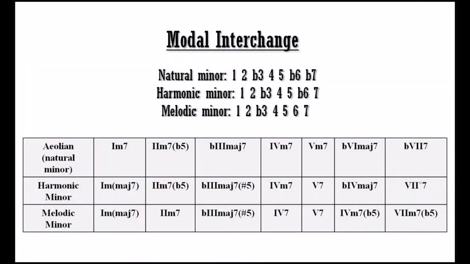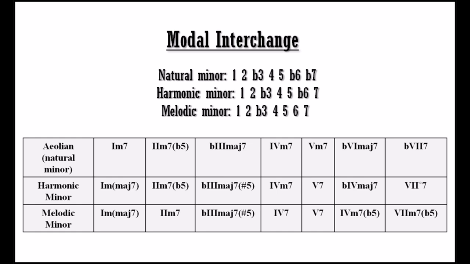I've added the different chords that stem from the natural minor scale, or Aeolian, the chords from the harmonic minor scale, and the chords from the melodic minor scale. Now, there's two things that you should notice. The first thing is the differences in the actual construction of the scale, because they are three different scales. The harmonic minor scale has a natural 7, and the melodic minor scale has a natural 6 and a natural 7.